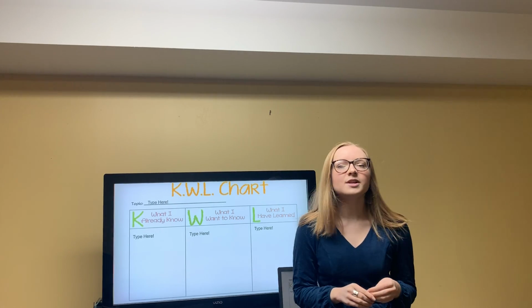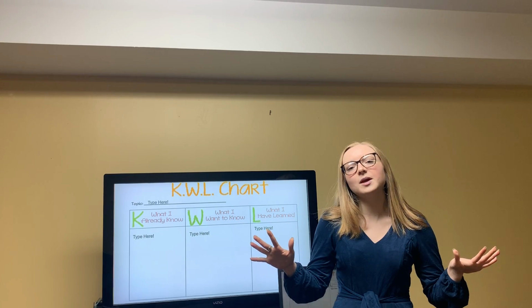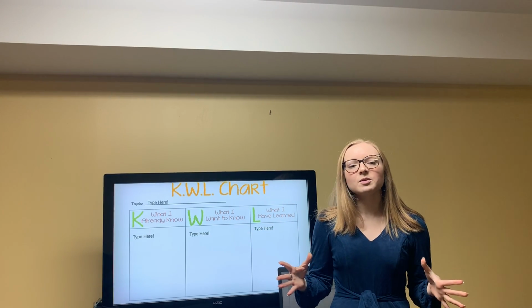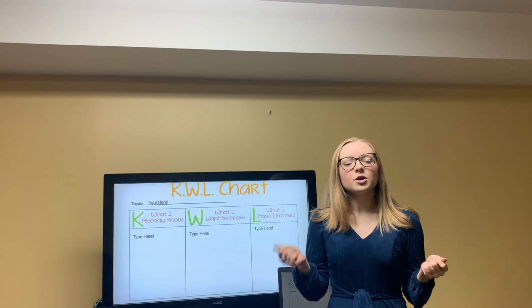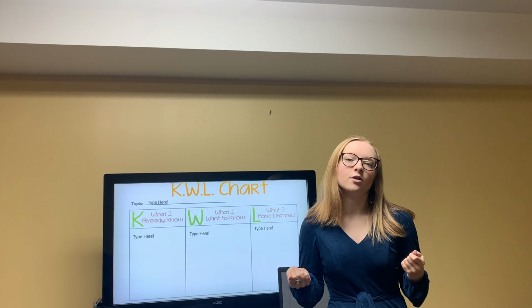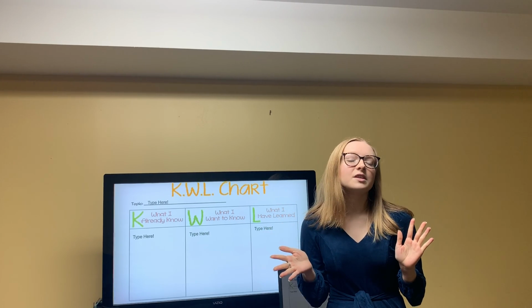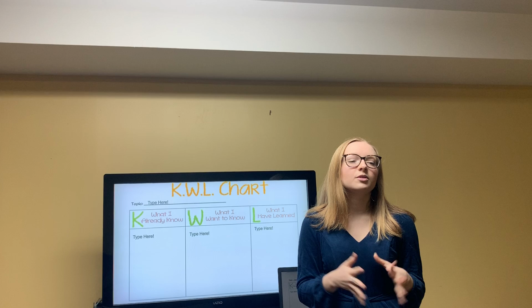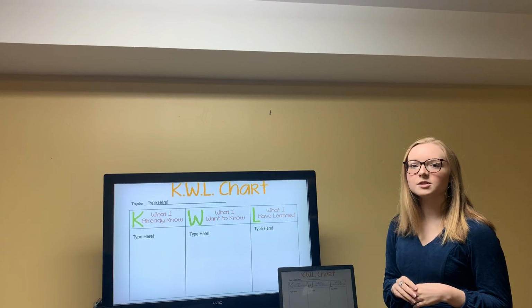What I want you to do now is get out a blank piece of paper. It can be a scrap piece of paper, it can be some lined paper, it doesn't matter what it is. We're going to create a KWL chart. Now, I know you've done one of these before, during the Greek mythology unit. So you're going to divide your paper into 3 different columns.